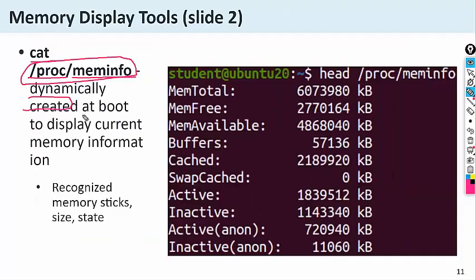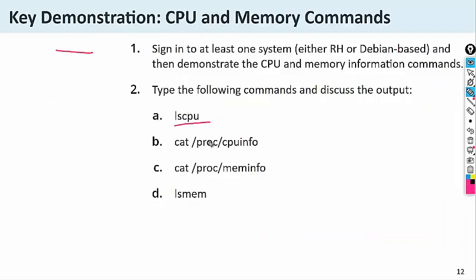Whenever the computer starts, it checks whether the hardware is working properly, then loads the kernel, and after loading the kernel, all the required processing data will be stored in RAM, meaning all the required files will be stored in memory. So you will get this information by running /proc/meminfo or the lsmem command. lscpu, cat /proc/cpuinfo, meminfo and lsmem, these you can do by yourself.